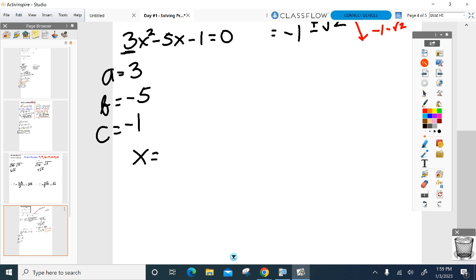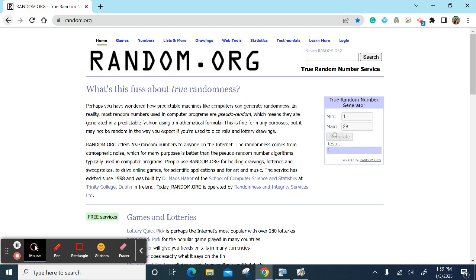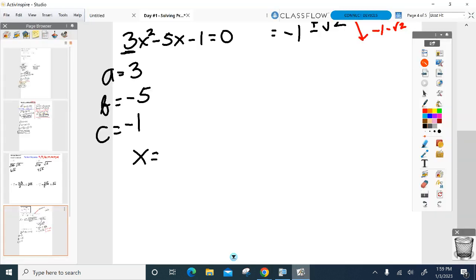X equals, what's going to be in place of -b now? What's getting plugged in? What's your b value? It's -5. So when I plug it in, what's it going to become for -b? Oh wait, are you asking -5 squared? No. I'm not even underneath the radical. I'm doing x equals -b. What gets plugged in here? Oh, +5.